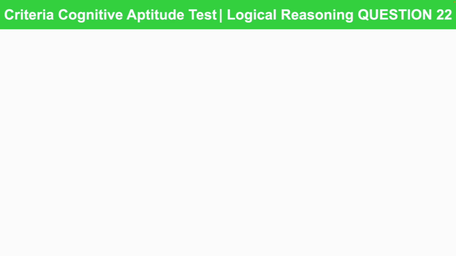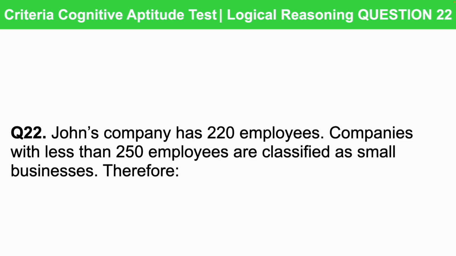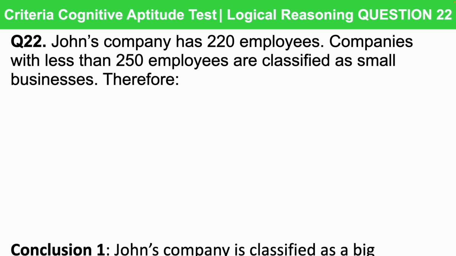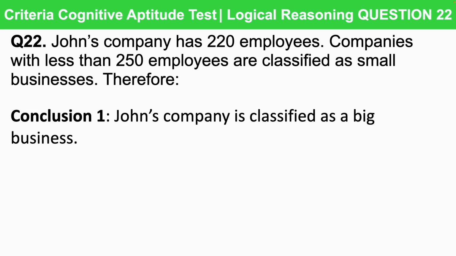Let's take a look at another CCAT logical reasoning test question. This one is again based on different conclusions. So, John's company has 220 employees. Companies with less than 250 employees are classified as small businesses. Therefore, John's company is classified as a big business.